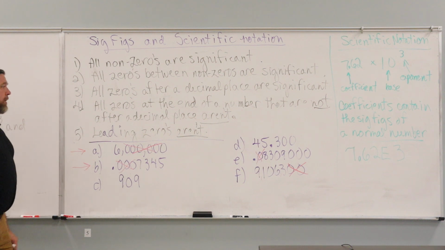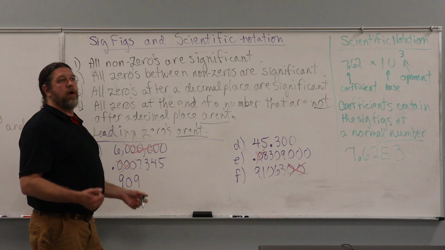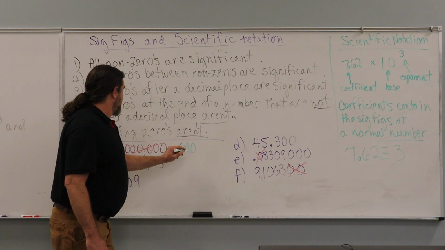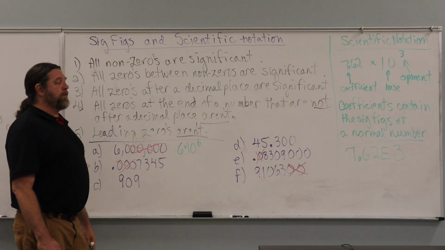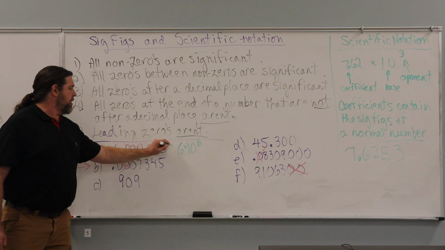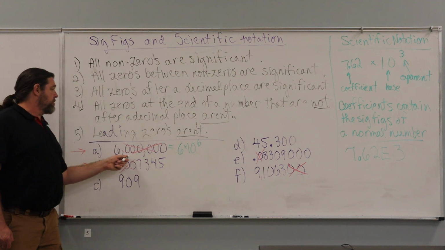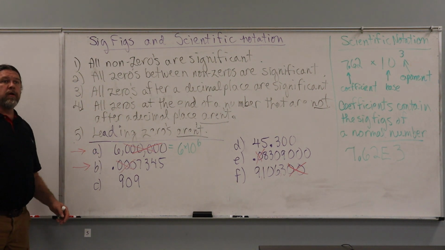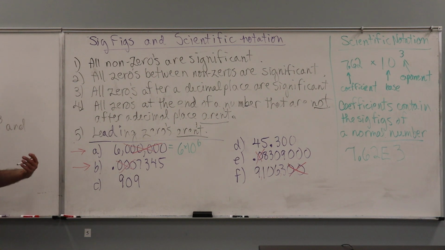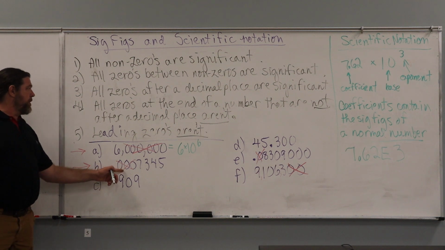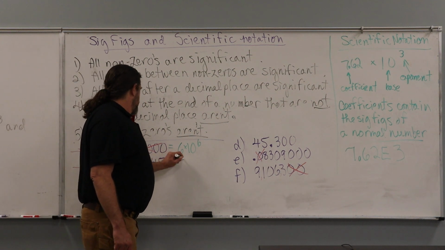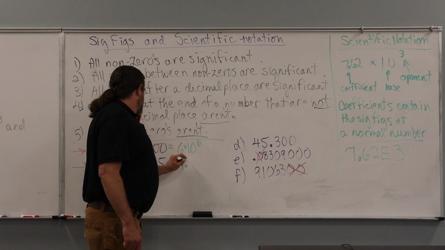So the number 6 million, these trailing zeros are not significant because I can easily replace them in scientific notation. Here is the equivalent value, and I can undo this and turn it back into a normal number. We have no loss of precision, no loss of accuracy, so to speak, here. Similarly, here in B, we know these leading zeros are not significant. Why? Because we can easily replace them with notation.